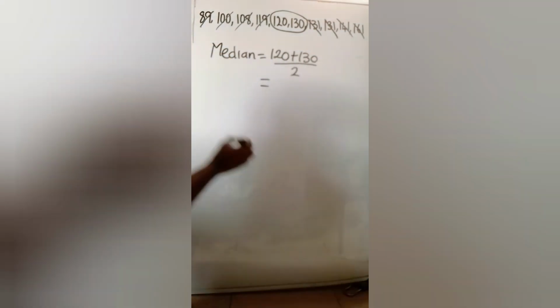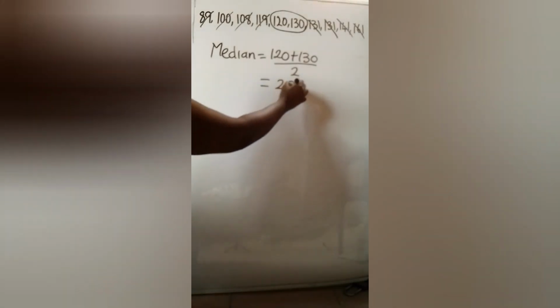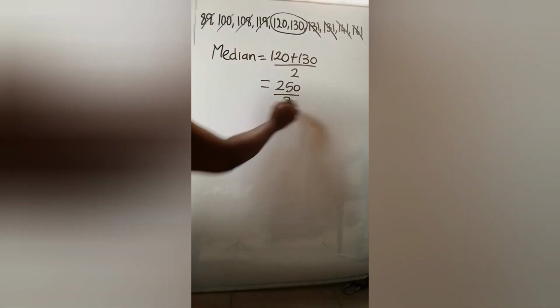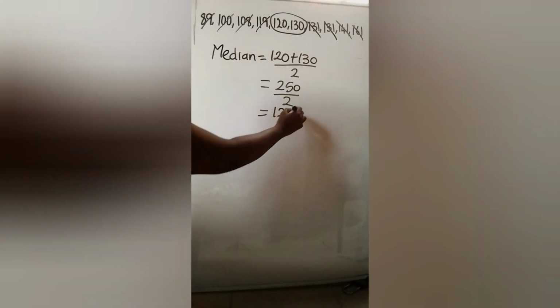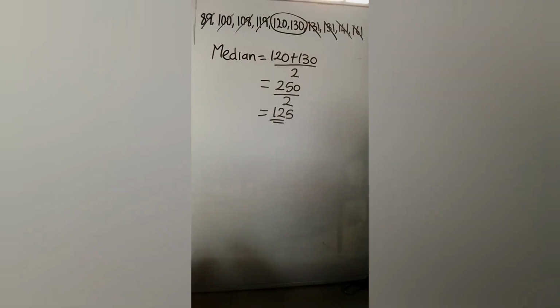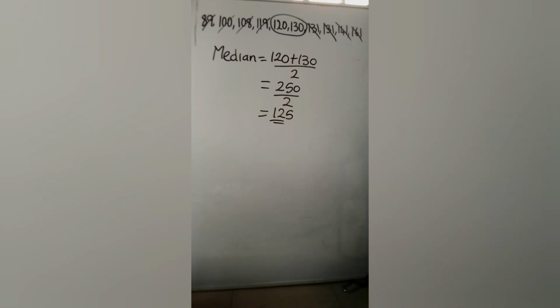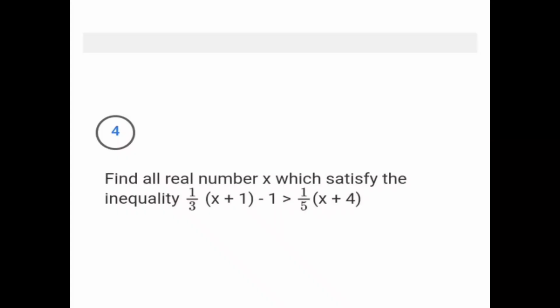120 plus 130 all over 2. This gives us 250 over 2, which is equal to 125. So this is our answer. So the median of these numbers is 125.